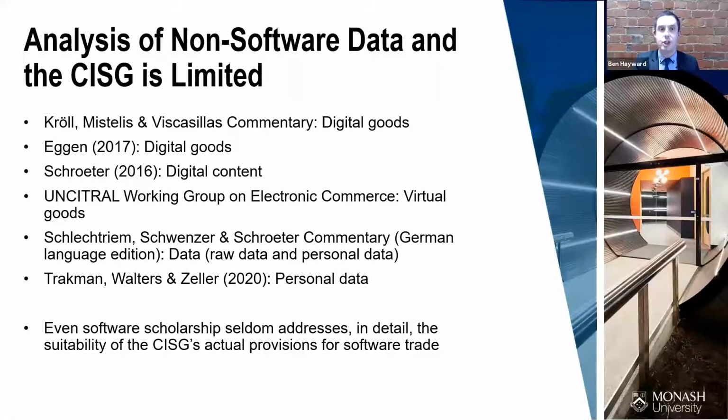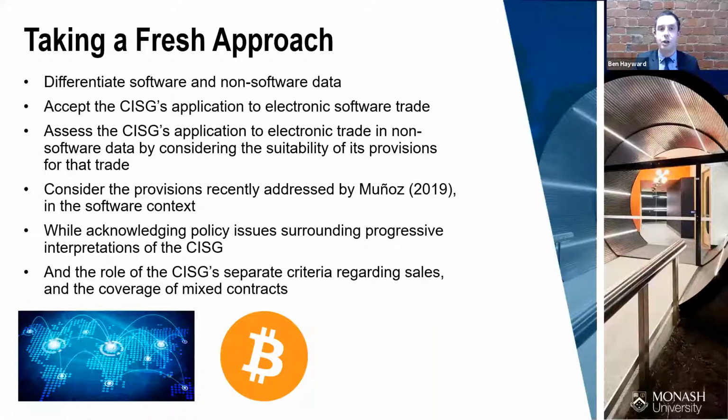So as I mentioned, I differentiate software from non-software data. I'm accepting the CISG's application to electronic software trade and asking the next question: can it govern trade in other types of digital assets? So what I'm doing is asking whether these digital assets are goods according to the convention. That's the threshold question. And if the answer is yes, then as a matter of principle, this trade can be within the convention's scope.